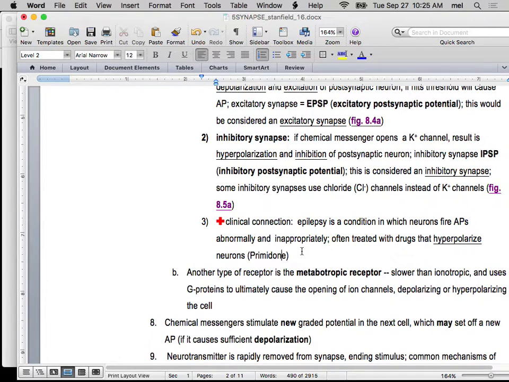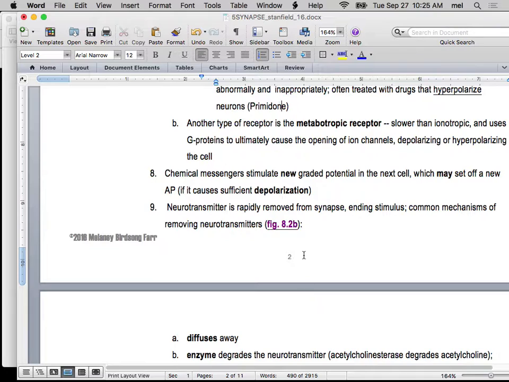I don't know how the hell they evolved. It confuses the hell out of me. And they are like the biggest group of receptors other than ion channel receptors. And we'll learn about them a little bit later. They just tend to act a little slower than ionotropic receptors. Okay, so now I'm going to generate a new graded potential on the next cell. It can be depolarizing or hyperpolarizing, excitatory or inhibitory.